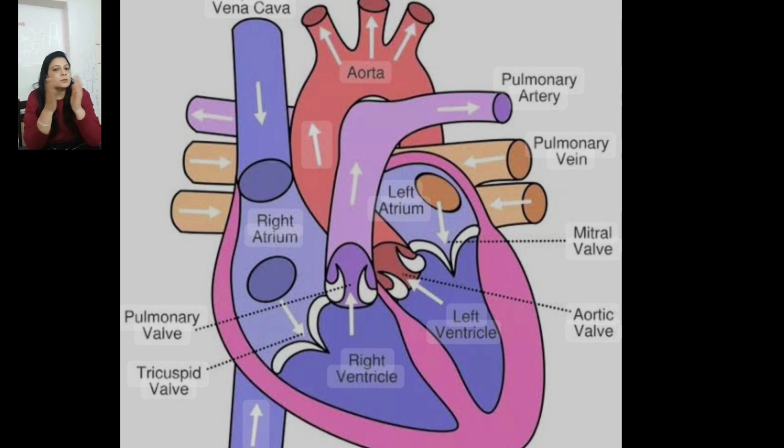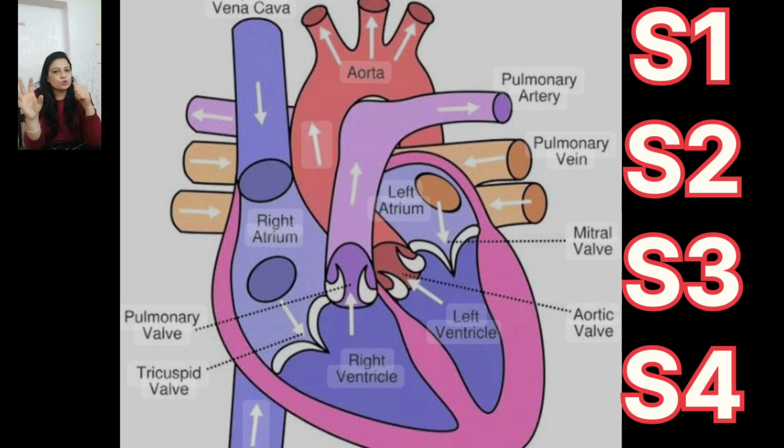Now we have the semilunar valves. Semilunar valves are the pulmonic valve and the aortic valve. Now about the sounds, we have the lub sound and the dub sound. The lub sound is the S1 sound, that is the closure of the AV valves, the tricuspid and mitral valves. Now we have the dub sound, that is the closure of the semilunar valves, that is the pulmonic valve and the aortic valve.